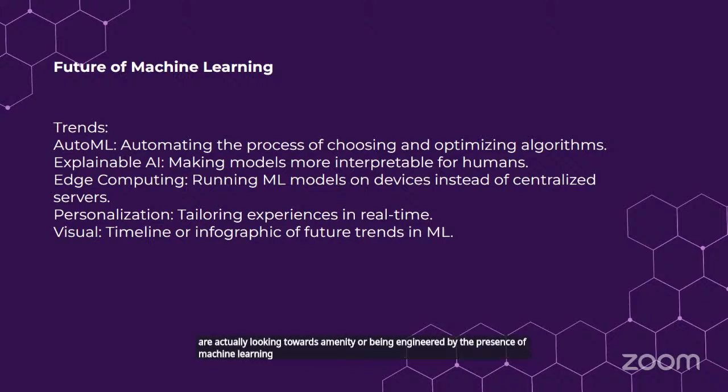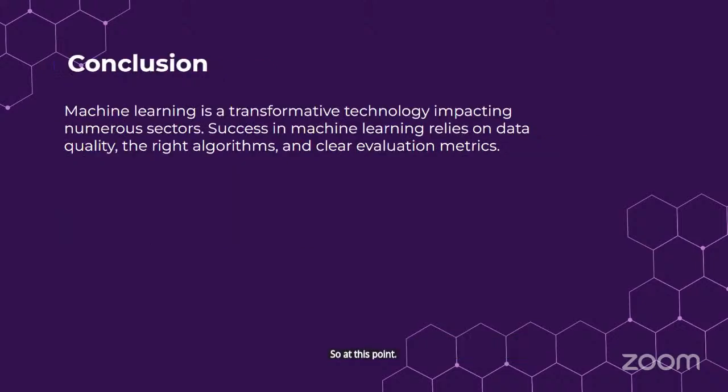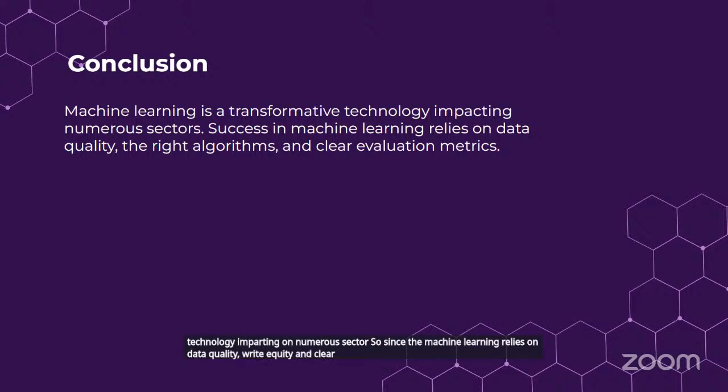So at this point, we can easily say that machine learning is a transformative technology impacting numerous sectors. Success in machine learning relies on data quality, the right algorithm, and clear evaluation metrics, and that is true.